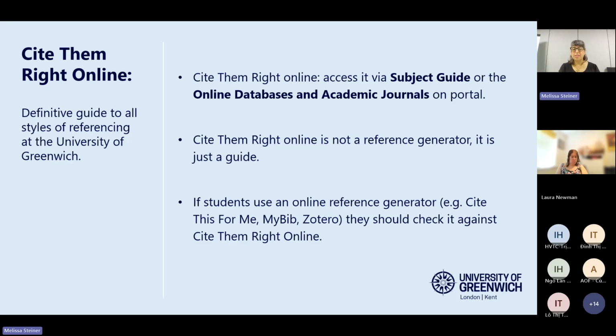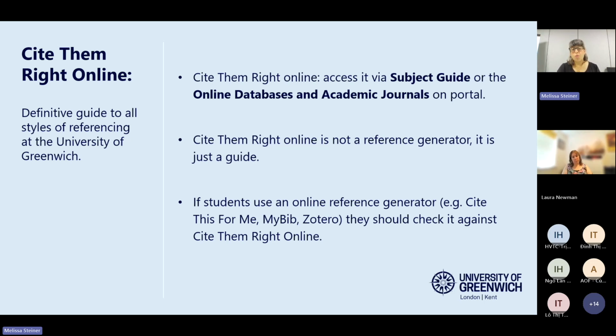One thing that students get a bit confused about is that it's not a reference generator, so it won't actually make the reference for them. It is just a guide that they can use to look at the format. So some students will like to use an online reference generator. Some common ones that we see at Greenwich are Cite Them For Me, MyBib, or they might use a reference management tool like Zotero.